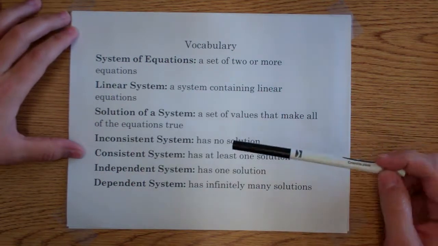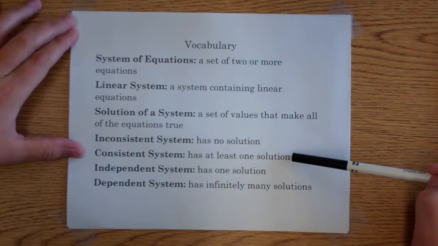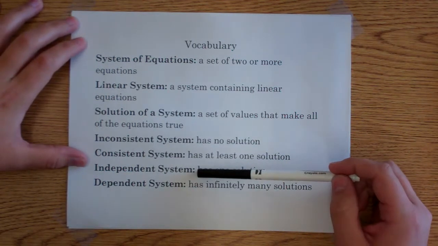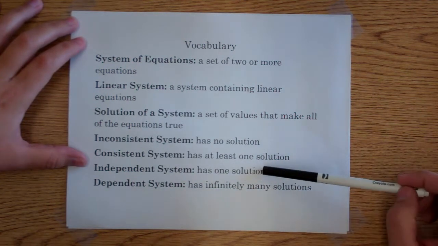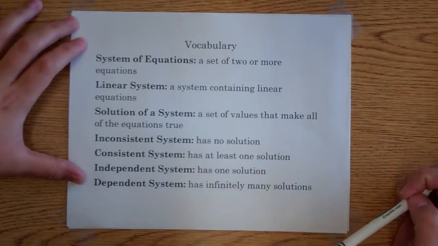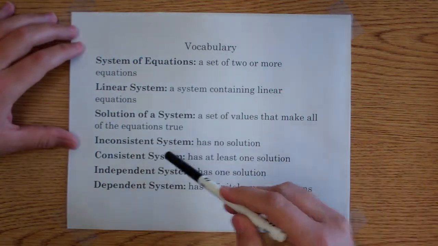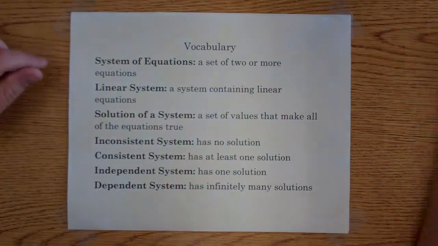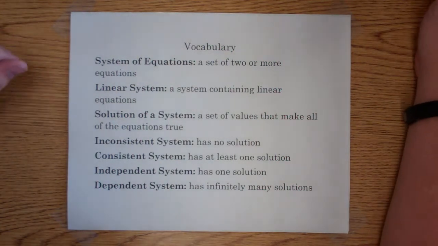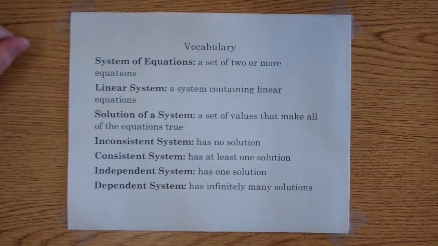A consistent system has at least one solution. An independent system has only one solution, and a dependent system has infinitely many solutions. We're going to go over these last four a little more in depth later on in the video. But there's your vocab, pause it, write them down.